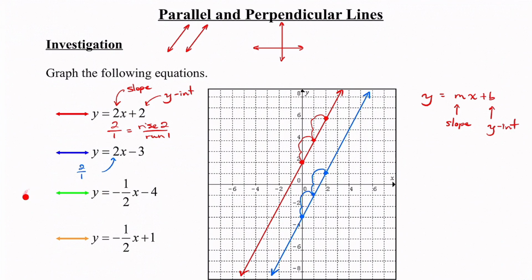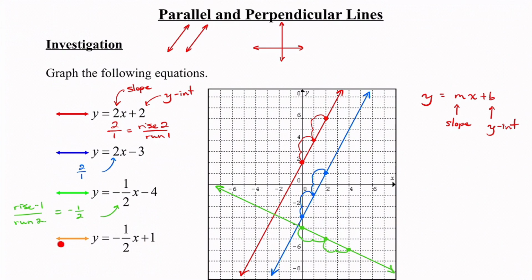Next, we can look at this green one here. The slope for that one is this negative 1 over 2 in front. So our rise is negative 1, and then our run is 2. We're going to first start with that y-intercept, negative 4. So we can go to negative 4. There's our y-intercept right there. And then our rise is going to be negative 1, and our run is 2. So if we rise negative 1, that actually means we go down 1, and then we're going to run over 2. 1, 2. So we get that point, and then we could do it again. Fall 1, run over 2. And then take our ruler and draw our line, and then on the end of our line, draw on those arrows.